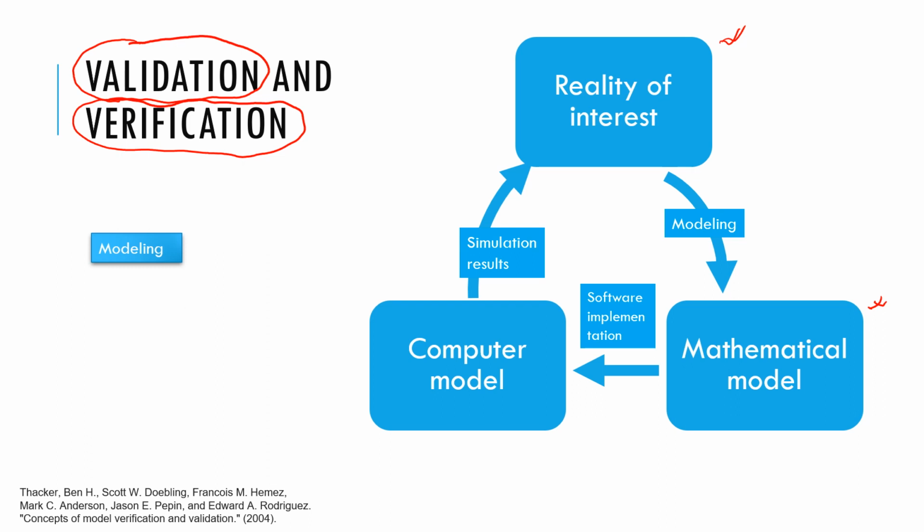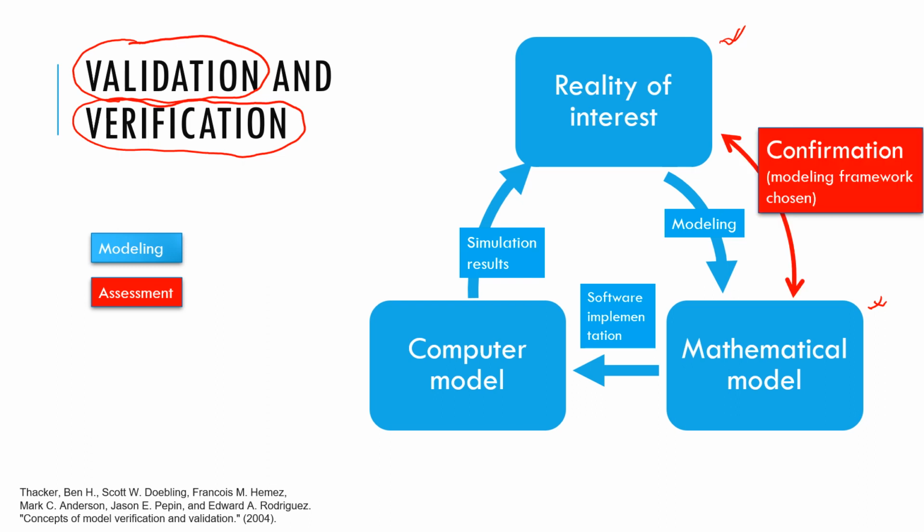So the assessment of this step is going to be called confirmation. And so in confirmation, we are assessing the correctness of the modeling. This is one of the known terminologies that are used. So here we are simply talking about, did we choose the right framework? What kind of physics did we drop? Did we include the variability in setting up the model, and so on?